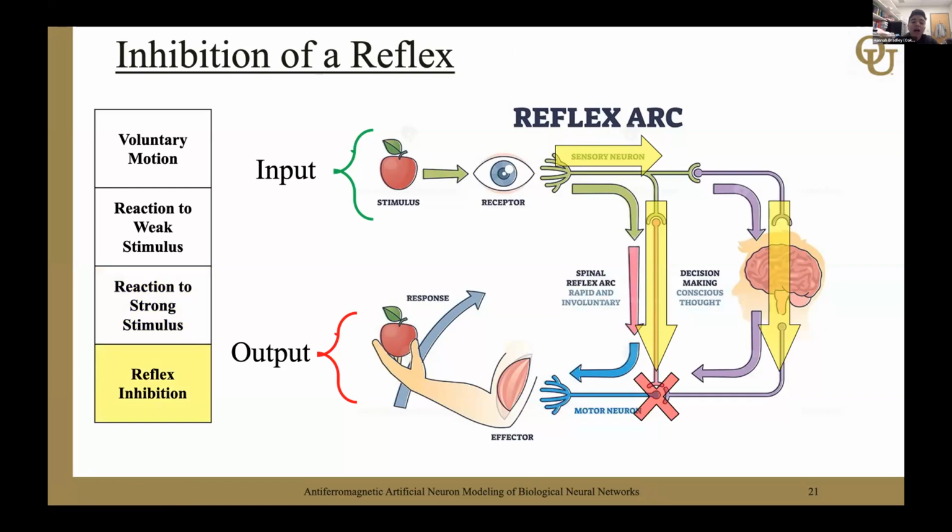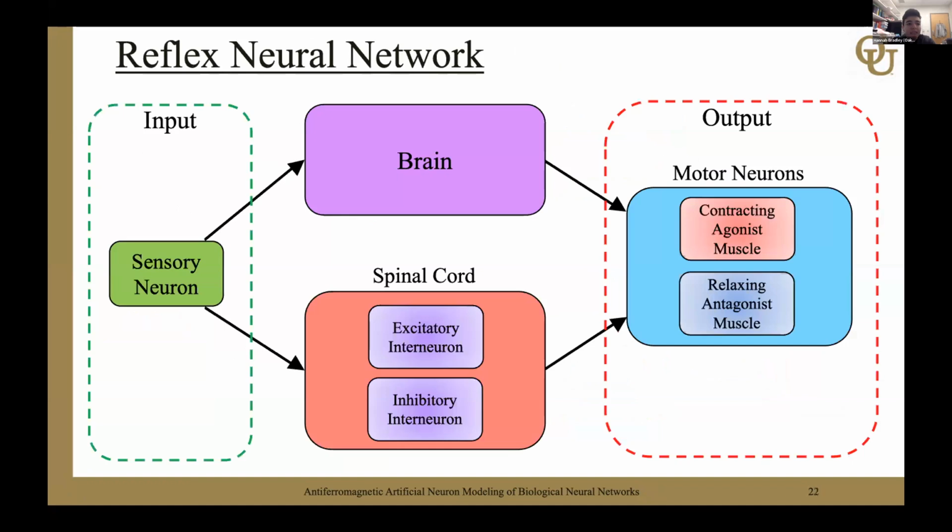And finally, our inhibition of reflex is when the sensory signal is strong enough to trigger the reflex, but we consciously make a decision to counteract it. The AFM neural network will simulate all 4 parts of the biological neural network: the sensory neuron, the brain, interneurons in the spinal cord, and the motor neuron. There are 2 interneurons that will either excite contraction in muscles or send inhibitory signals causing muscle relaxation. And there are 2 motor neurons that correspond to muscles that either need to contract or relax.